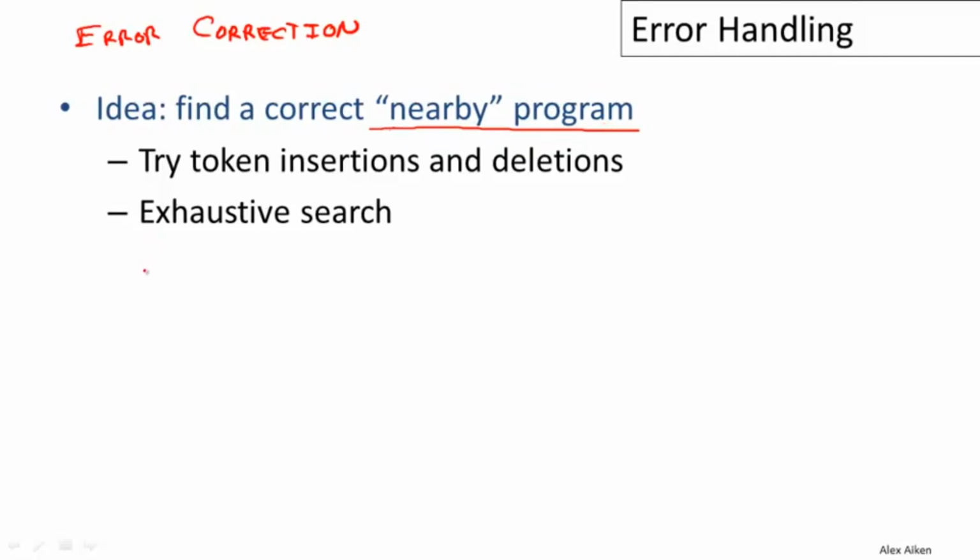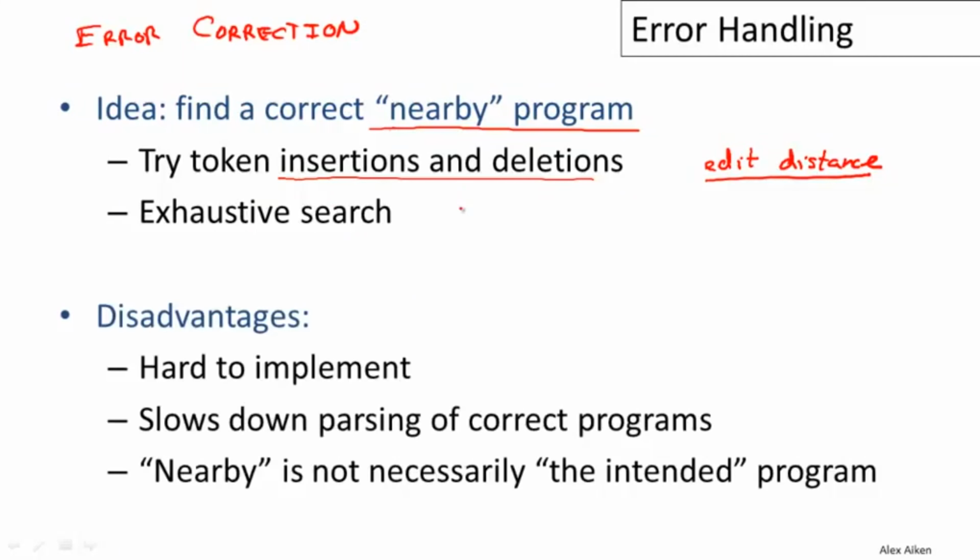And there's a few different things that you can do. Two of the things that people have tried are token insertions and deletions. Here you would like to minimize the edit distance. That would be the metric that you would use to determine whether a program was close to the original program that the programmer supplied. You could also do exhaustive search within some bounds to try all possible programs that are close to the program that was supplied.